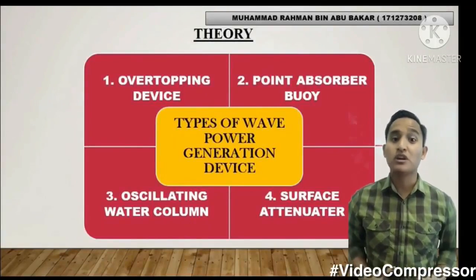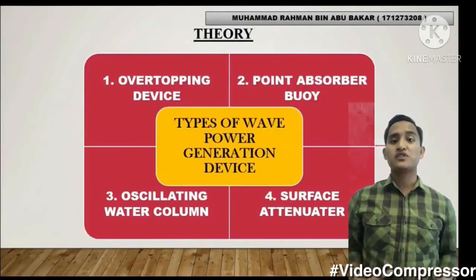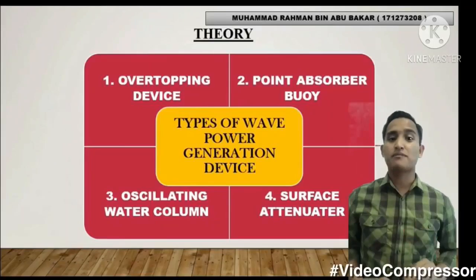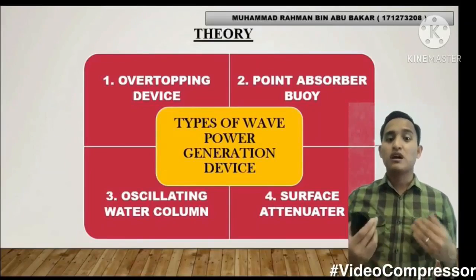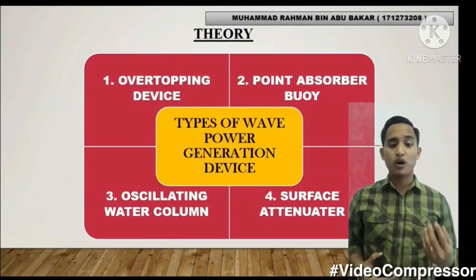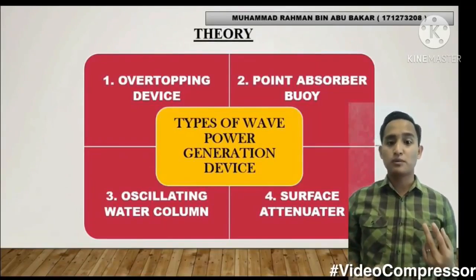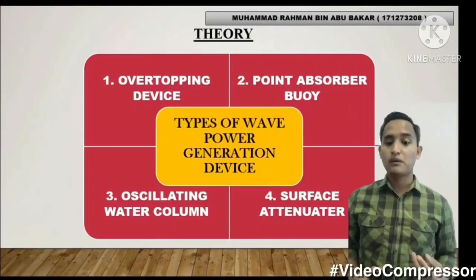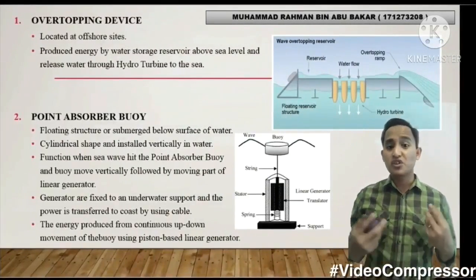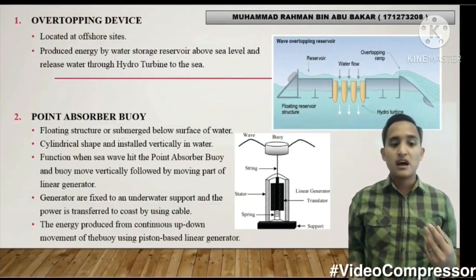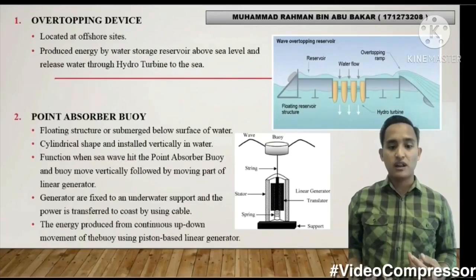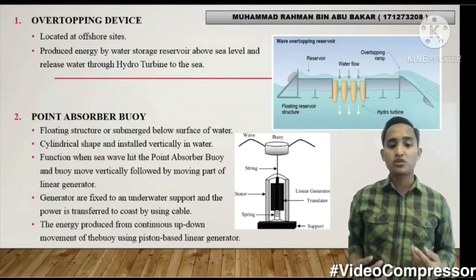Today I would like to explain the theory of the power wave generator. In theory, I divided it into four types of power wave generator device. Number 1 is the overtopping device, number 2 is the point absorber buoy, number 3 is the oscillating water column, and number 4 is the surface alternator. The overtopping device is located at offshore sites. It produces energy by storing water in a reservoir above sea level and releasing the water through a hydro turbine to the sea.